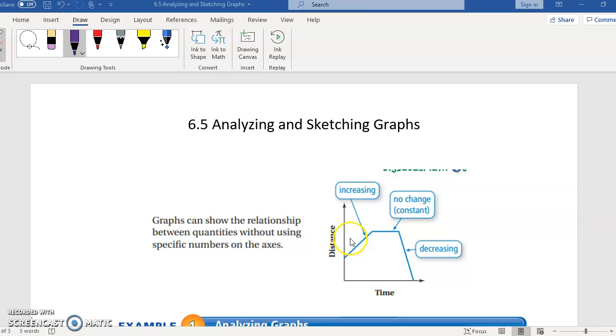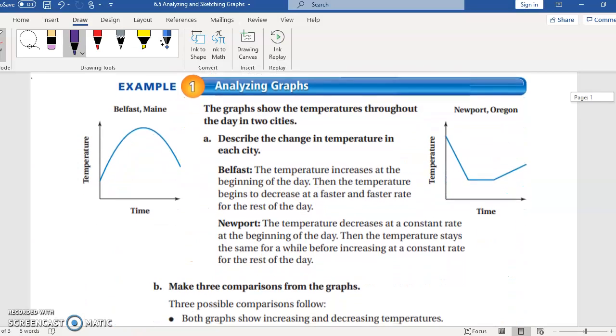If it's steeper than that, then it would be rapidly increasing, and if it's less than that, then it would be increasing less rapidly. When the line is straight across, it's constant, there's no change, and then when it goes down, it is decreasing. Again, if it's a straight line going down, it's decreasing at a constant rate. All right, so let's take a look at our first example, analyzing graphs.